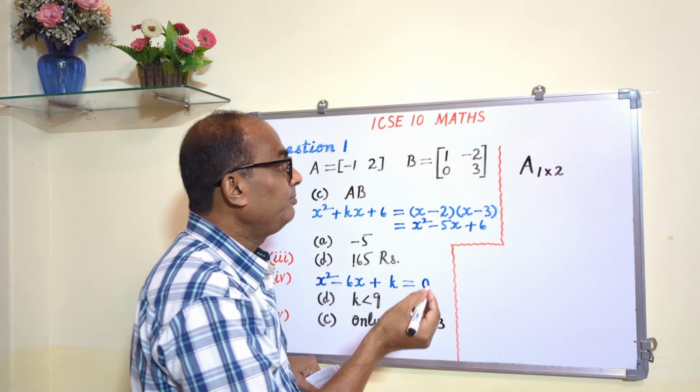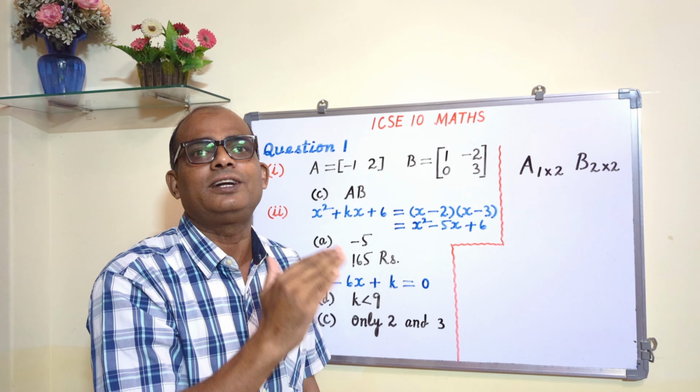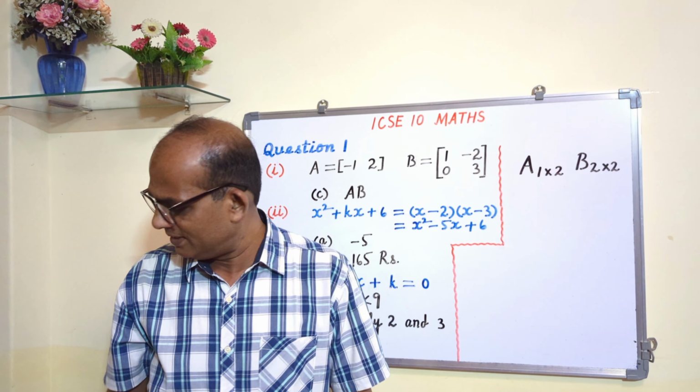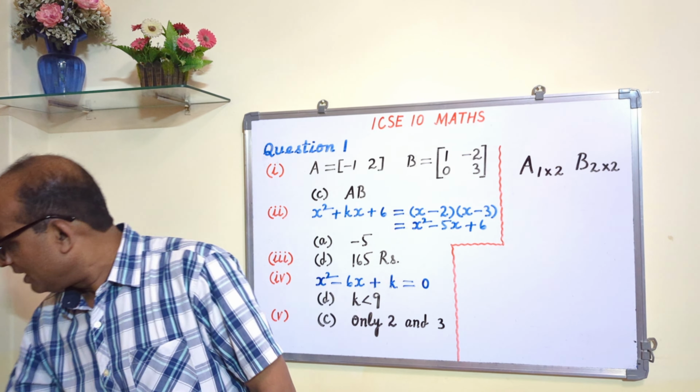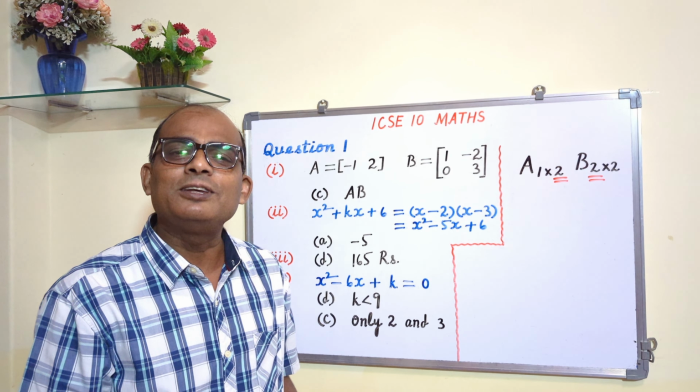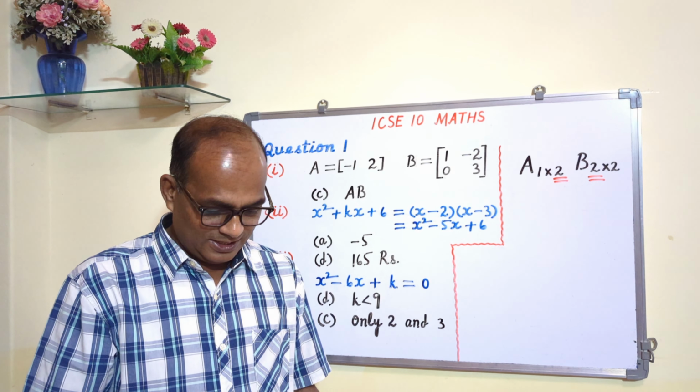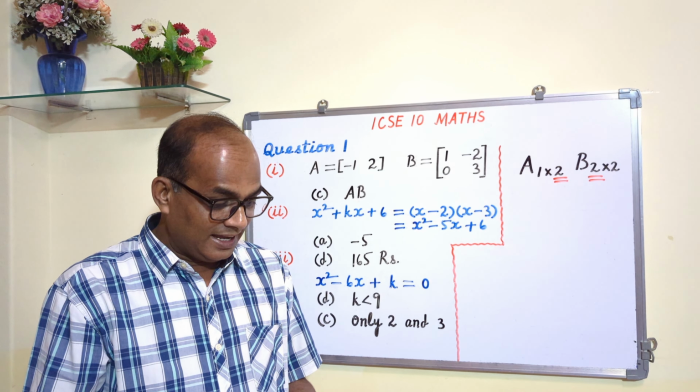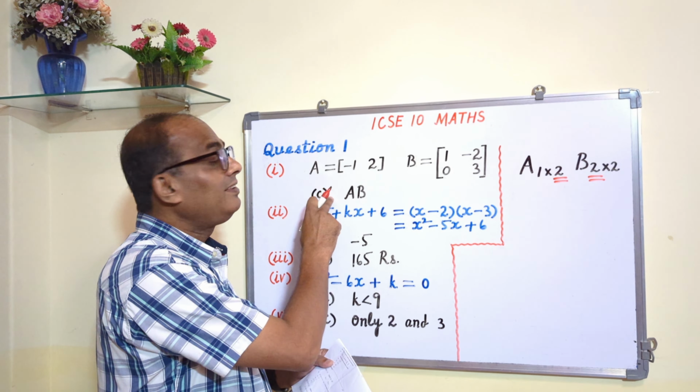Now, when can we multiply two matrices? When is the multiplication of two matrices possible? We can multiply two matrices if the number of columns of the first matrix is equal to the number of rows of the second matrix. I'm not saying A and B, I'm saying the first matrix and the second matrix. Fortunately here, A is the first matrix and B is the second matrix. So the number of columns and the number of rows are the same, 2 and 2. So the product is possible. AB is possible. So our answer is option C, AB.